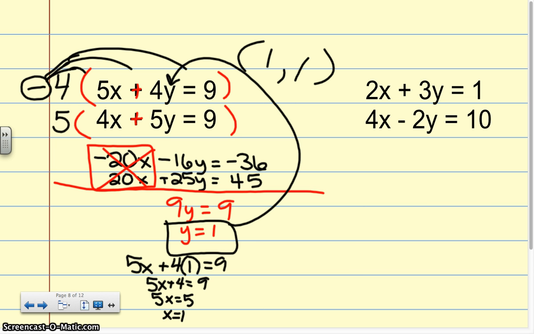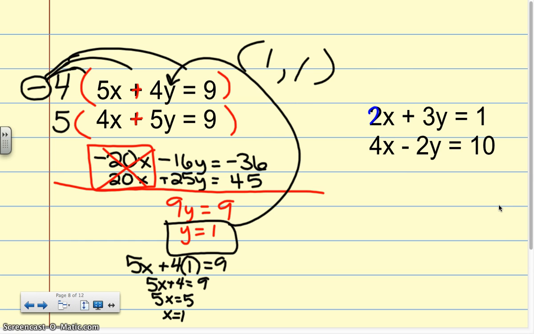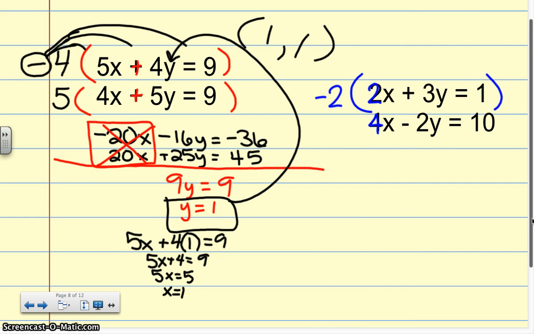Looking at the next example here, I have 2x plus 3y is 1, and 4x minus 2y is 10. When I go through, I notice that my 2 I can turn into a 4. In order to make this 2 an opposite of the positive 4, I'm going to want to make this into a negative 4. So I need to multiply 2 by a negative 2 to get to a negative 4. Distributing, I get negative 4x minus 6y is equal to a negative 2. Again, being very careful about my negative signs. Rewriting the bottom right under it.